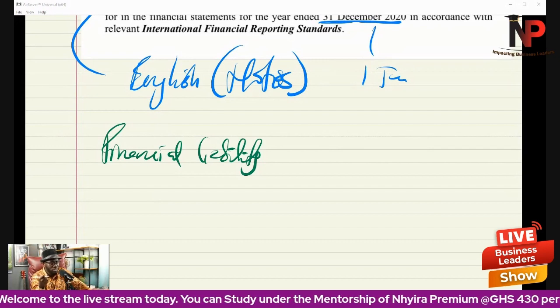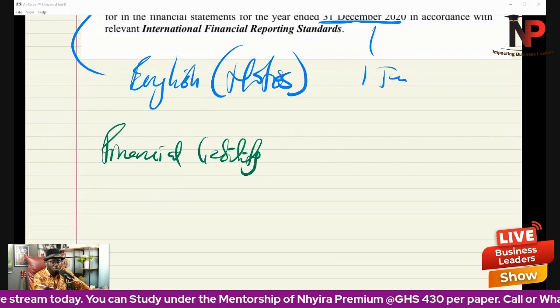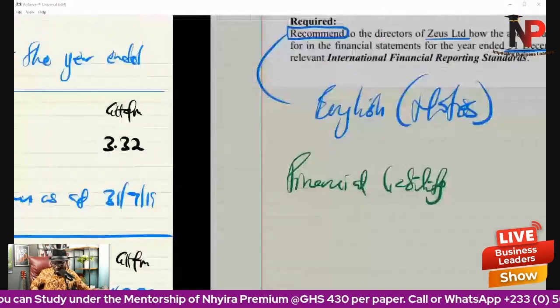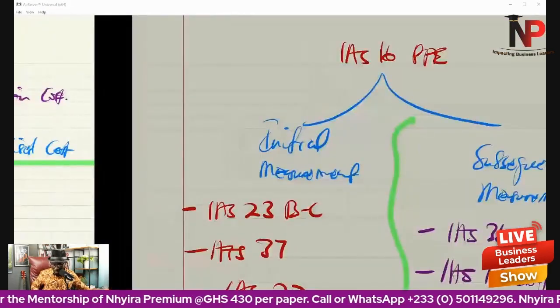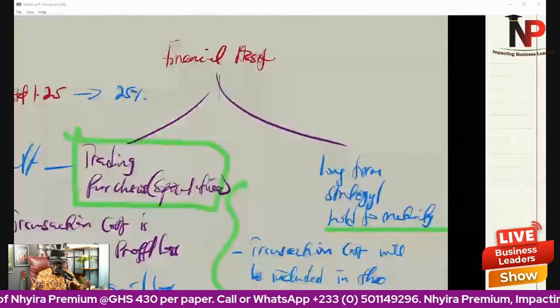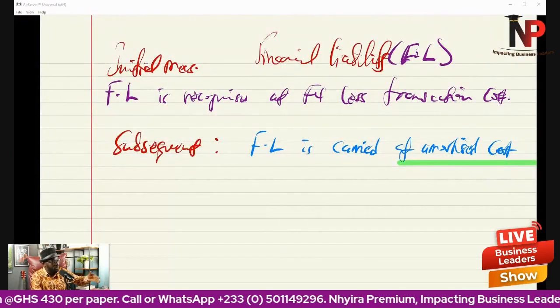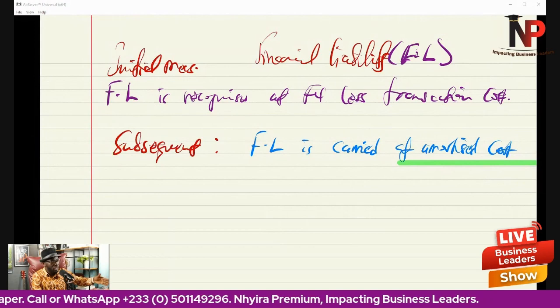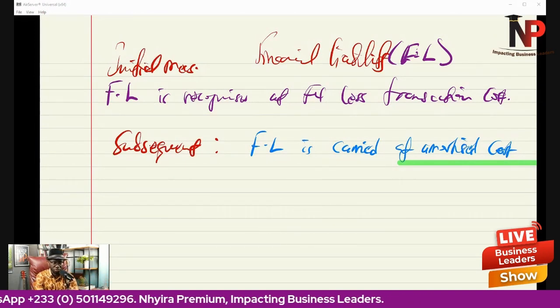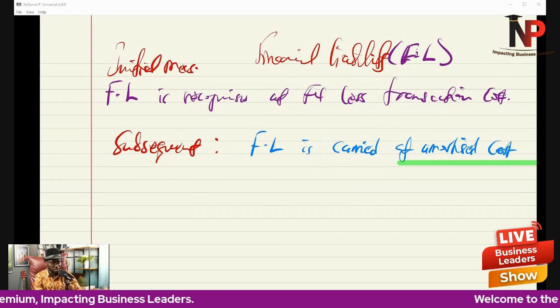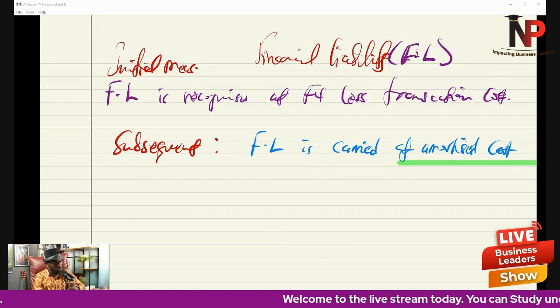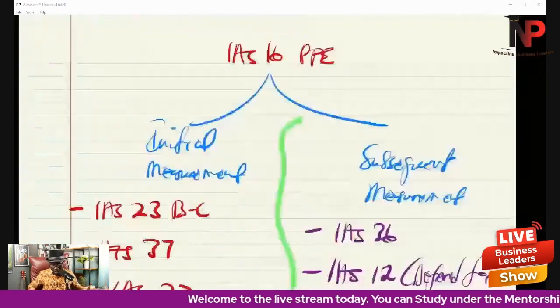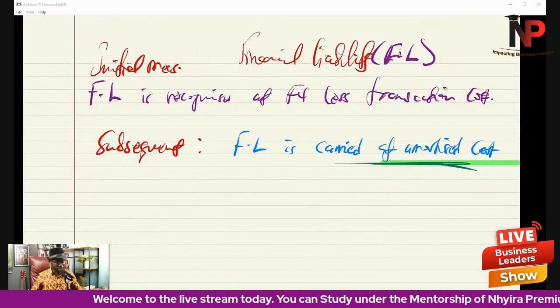If it is a financial liability, how are we to recognize it? So we go, initial measurement. Look at the principle we stated. We said for financial liability, it is recognized at fair value less transaction cost. Then on subsequent measurement, you carry it at amortized cost.